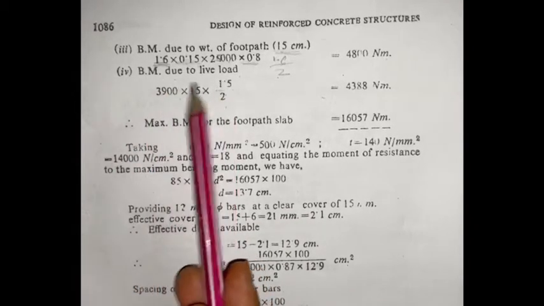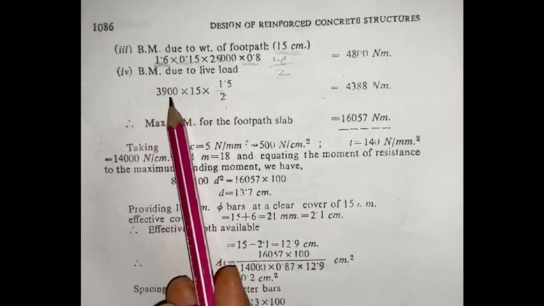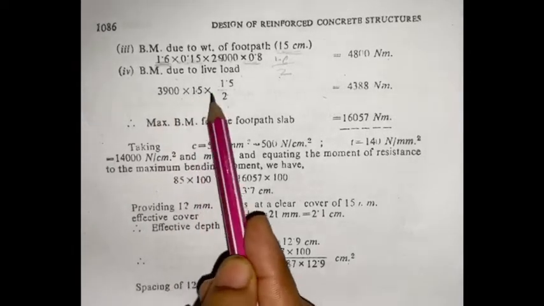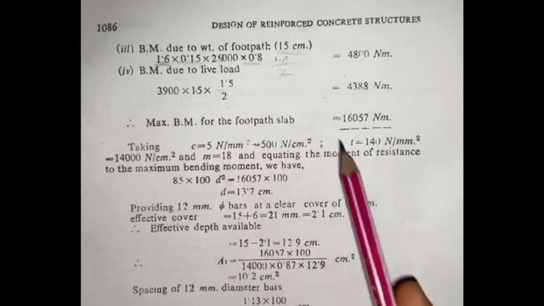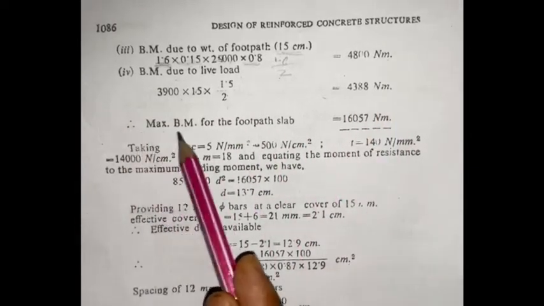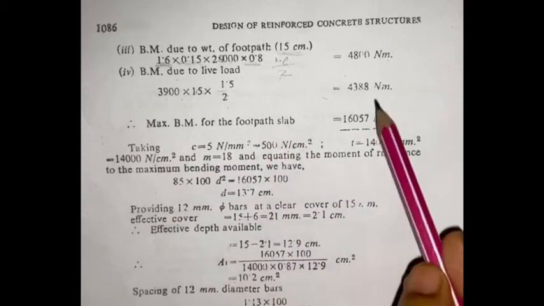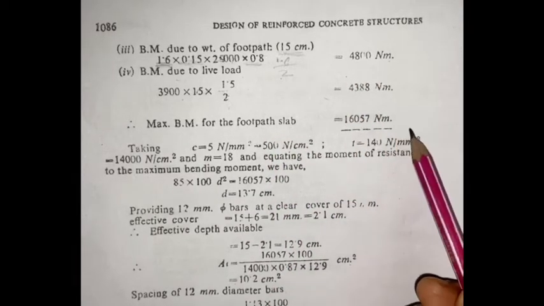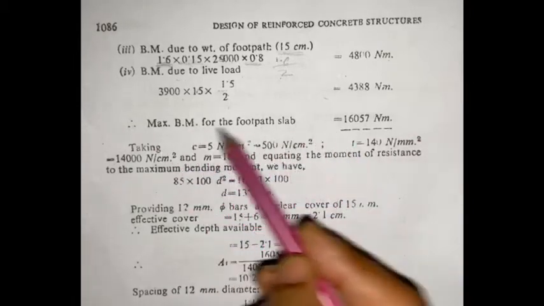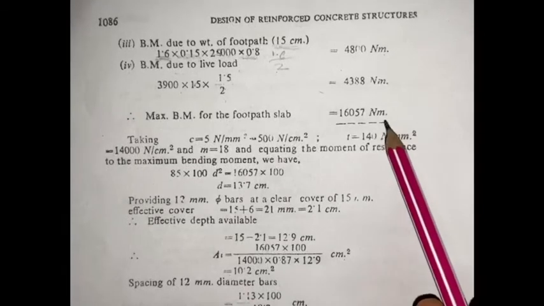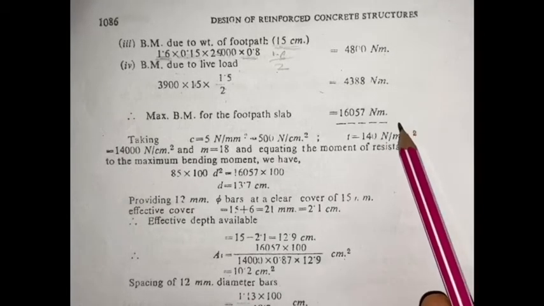Bending moment due to live load. We have live load 3900 for the footpath, and this is 1.5 into 1.5 divided by 2. So we have 4388 Newton meter. So the maximum bending moment for the footpath slab is the total of these. So we have 16057 Newton meter. This is the maximum bending moment occurring at the footpath.